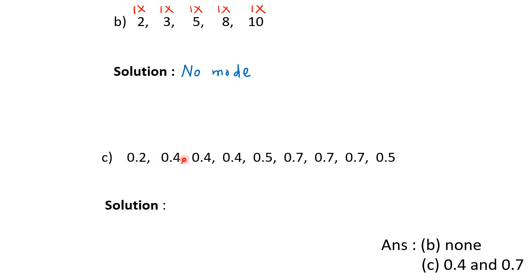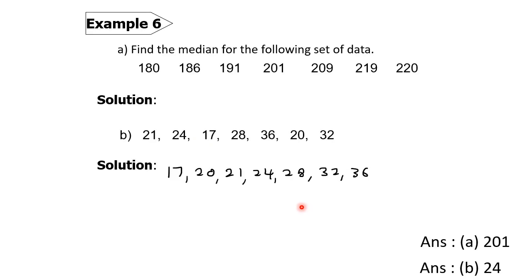So look at here, 0.4. So 0.4 we have 3 times. And then 0.7 also 3 times. So we have 2 sets of data that occurs the most. So our answer would be 2 also. That is 0.4 and 0.7 as our mode. Okay? Clear? Good. So next we move to the example 6.